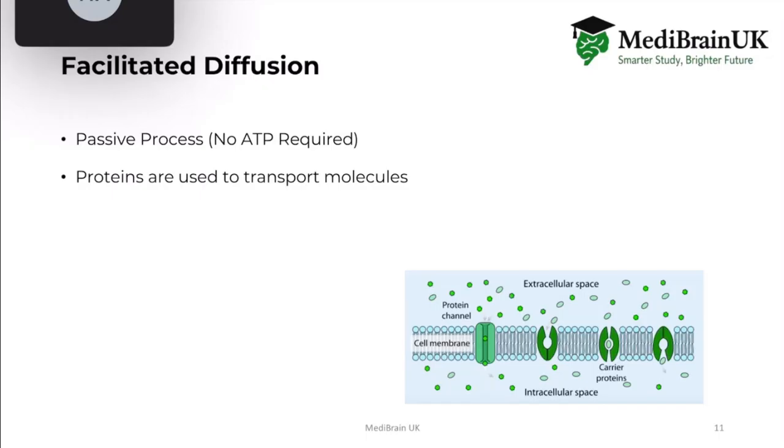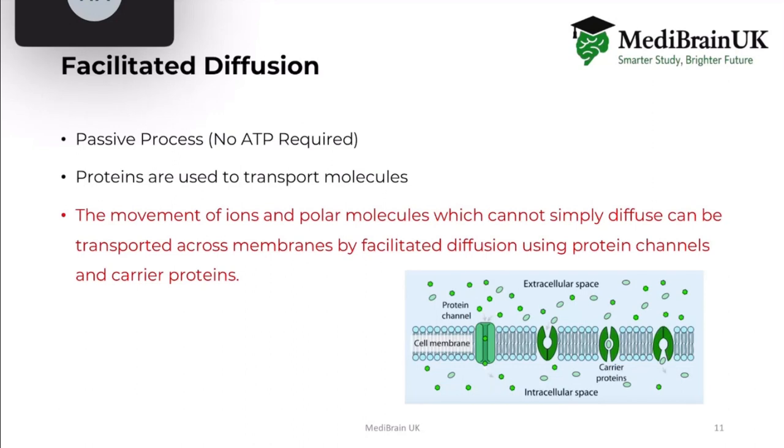In facilitated diffusion, proteins are used to transport the molecules. Okay, so it could be a carrier protein or a channel protein or something like that. A protein will be used to transport molecules from one side to the other. Okay, so it's the movement of ions and polar molecules. Polar just means charged, which cannot simply diffuse, can be transported by membranes using facilitated diffusion. So you normally have your protein channels and your carrier proteins.